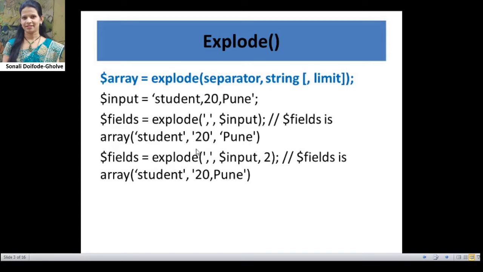We can also use explode, comma, then $input, then comma 2. When we specify the limit here, the given string will be divided into only two parts. This is your first part, till the first comma, and the remaining part is considered as the second string. So here the limit is 2, that's why here is 2.